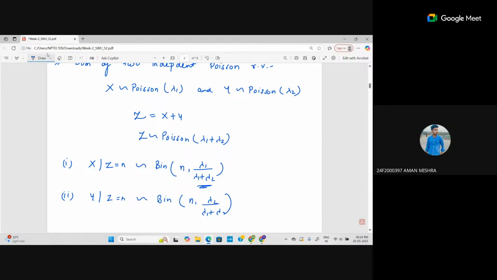Ma'am, I am also confused why it diverted from Poisson to binomial here. Yes, so when you try to calculate this part, x is equal to k, suppose, given that z is equal to n, basically you have to calculate this probability. You will see that this PMF will be in the format of the binomial PMF with these parameters. So then we can say that this probability distribution will be following the binomial distribution. When you solve it, you will be able to understand.